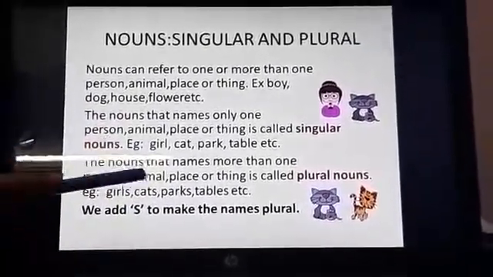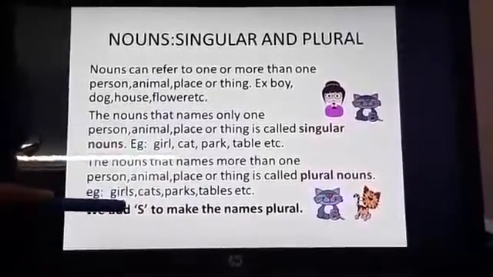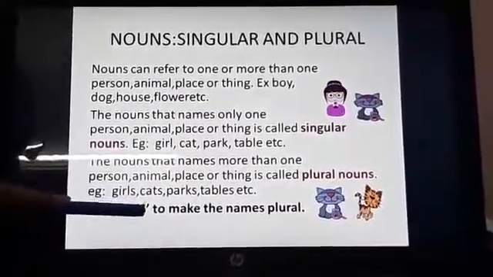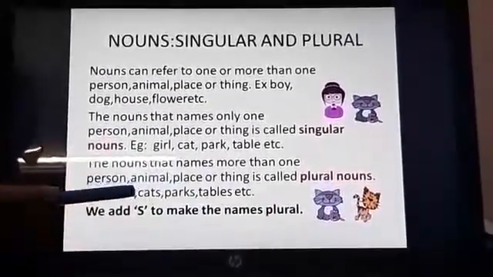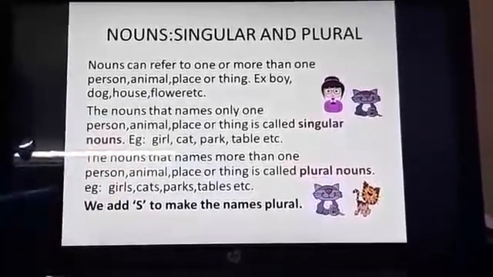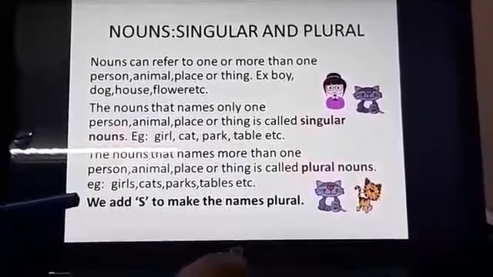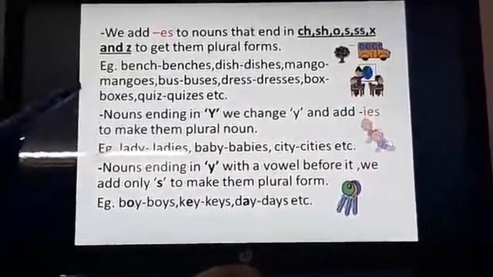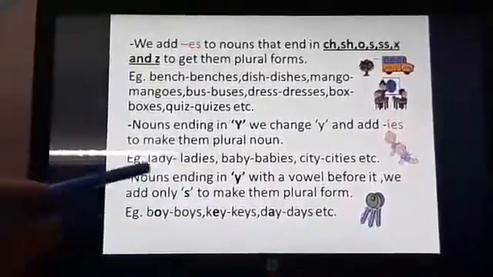To make them plural, what do we need to do? We need to add s to make them plural. We are adding just s to the nouns. Okay. So children, there are many rules of this in singular and plural.